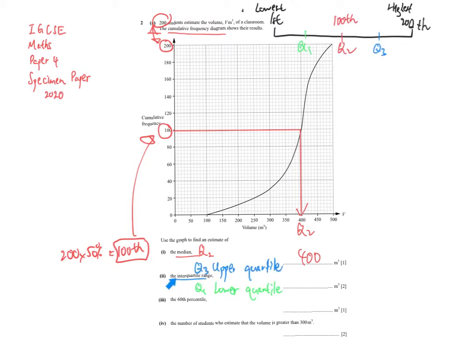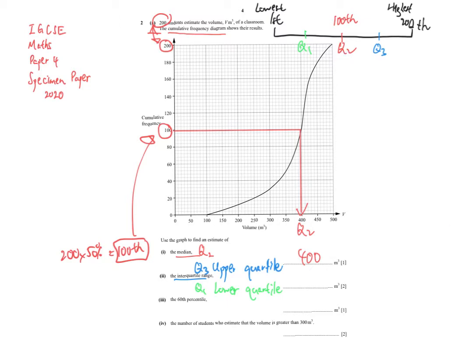For part 2, we want to find the interquartile range. We need to first find the upper quartile, that's Q3, and also the lower quartile, that's Q1. You can look at this line again. Suppose this is the lowest and this is the highest, the middle one will be the median, that's Q2. The Q3, the upper quartile, is in between Q2 and the highest one. And the Q1 is in between the lowest one and Q2, the median.